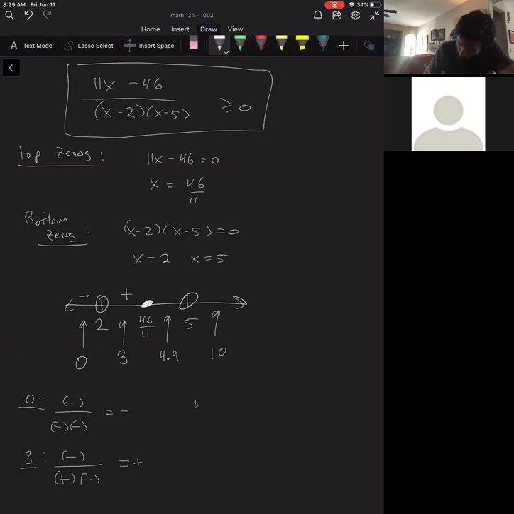If we plug in 4.9, 4.9 times 11 is more than 46, so it's going to be positive on the top. And on the bottom, at 4.9, we got positive and negative, so negative. And then if we plug in 10, everything's going to be positive.